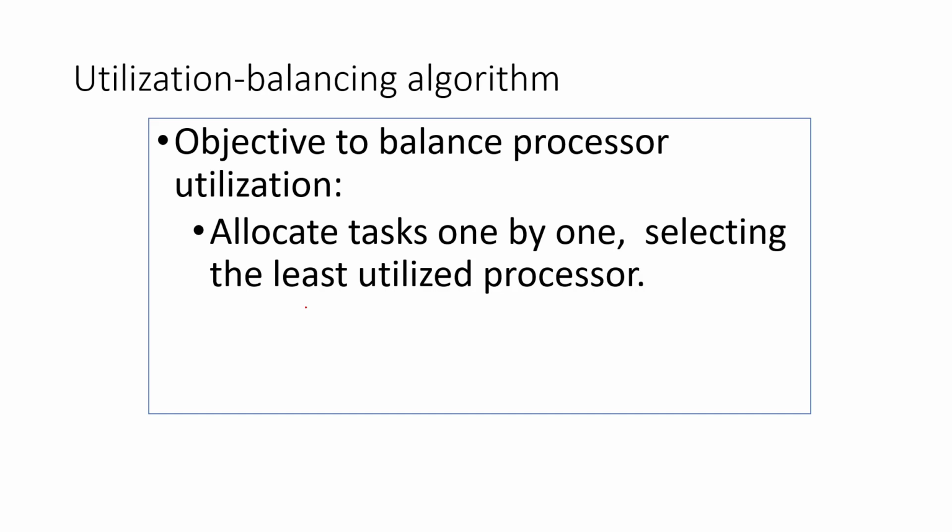So what is the objective again? It is to balance processor utilization, which is to allocate tasks one by one, right? Selecting the least utilized processor at that point.